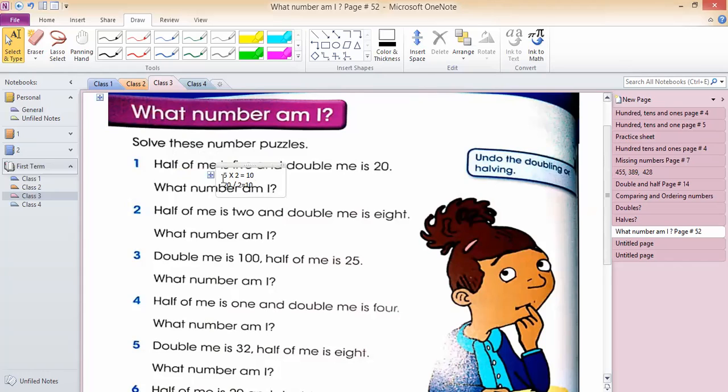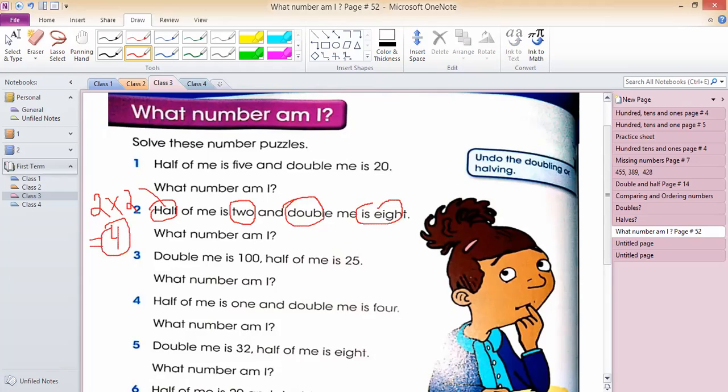Okay. Let's take one more example, guys. Half of me is 2, and double of me is 8. What number am I? So this is half. In order to find out double of 2, I will multiply 2 by 2. 2 times 2 equals 4. That means 4 is the number.